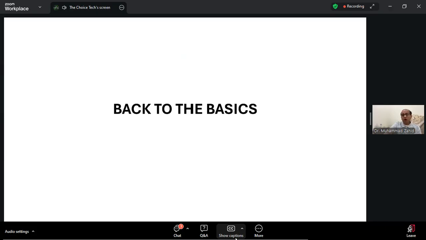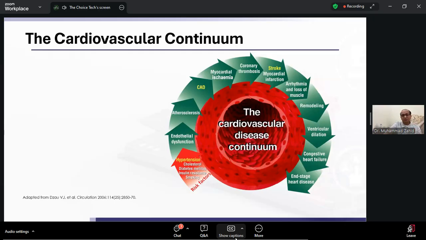Okay, and going back to basics. If we look at the cardiovascular disease spectrum, the blood vessel inner lining is a single layer, which is called the endothelial lining. And normal endothelium produces nitric oxide, which keeps the vessels dilated, maintains the distensibility of the vessels, and we maintain our blood pressure. When we have risk factors like smoking, dyslipidemia, insulin resistance, and hypertension, which is one of the major risk factors, it leads to endothelial dysfunction.